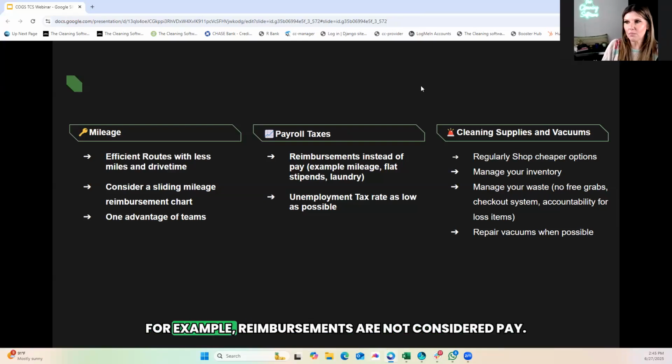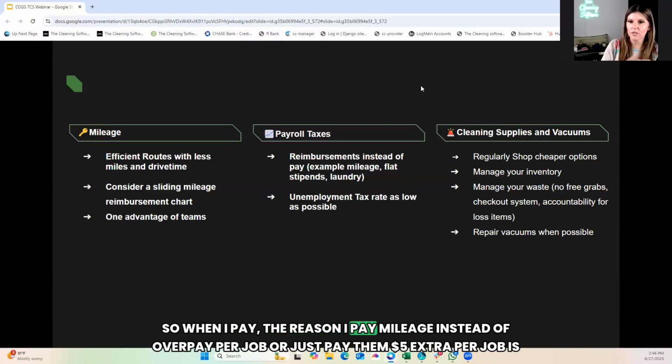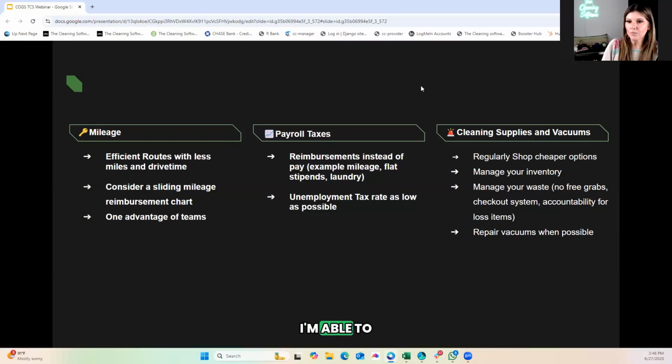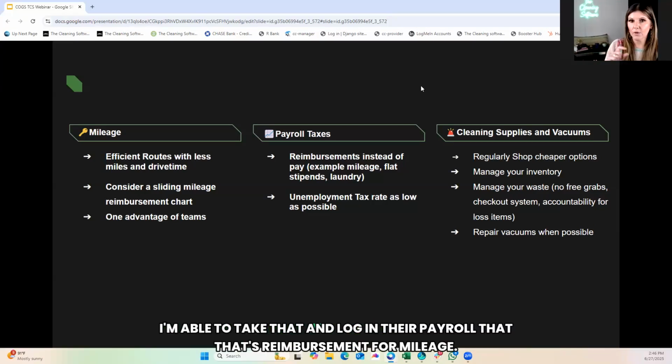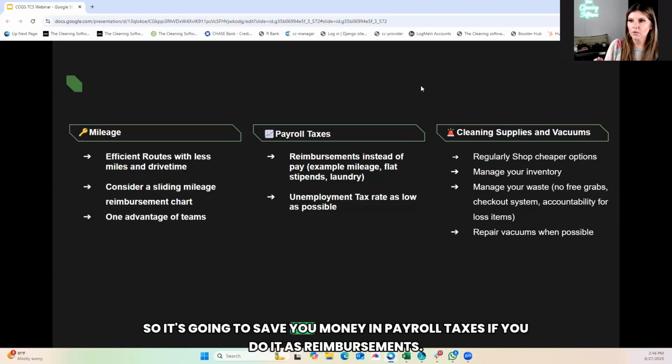For example, reimbursements are not considered pay. Therefore, you're not paying any federal income tax or any payroll taxes on them. So the reason I pay mileage instead of overpay per job or just pay them $5 extra per job is I'm able to log in their payroll that that's reimbursement for mileage. I am not paying payroll taxes on that, and neither are they. So it's going to save you money in payroll taxes if you do it as reimbursements.